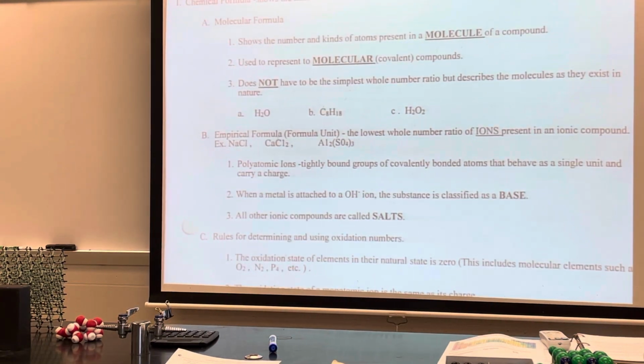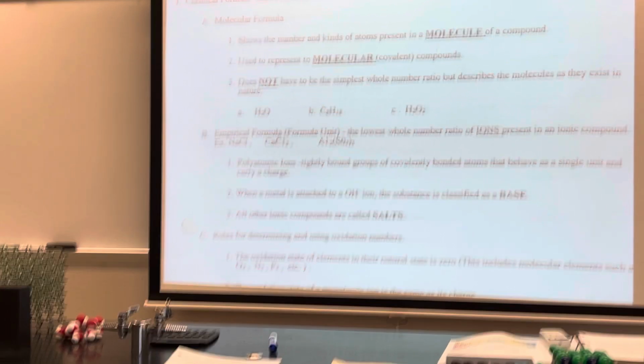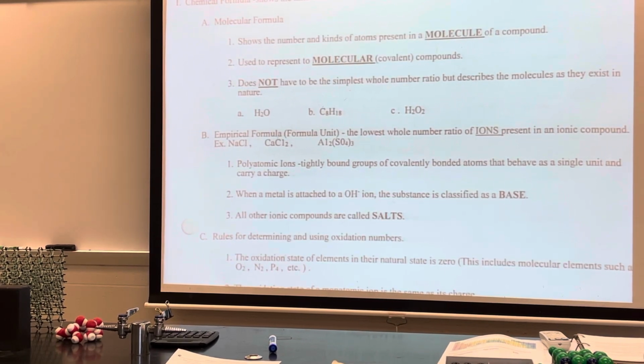We just finished up and took the test over bonding. We learned about the 4 different types of substances: ionic, metallic, covalent network, covalent molecular.